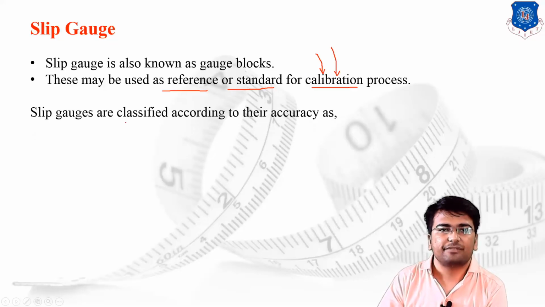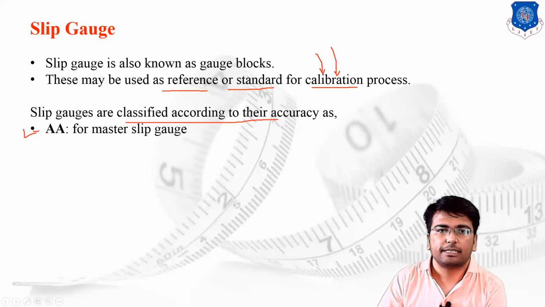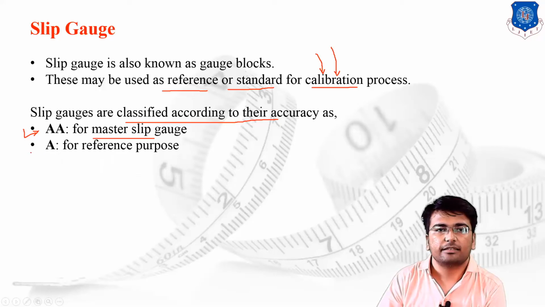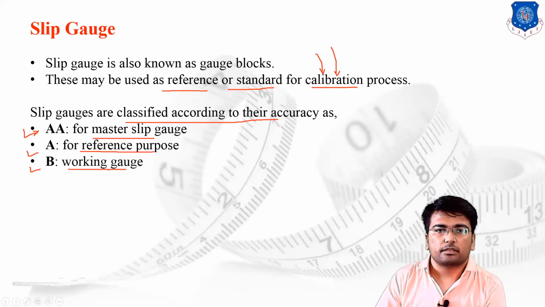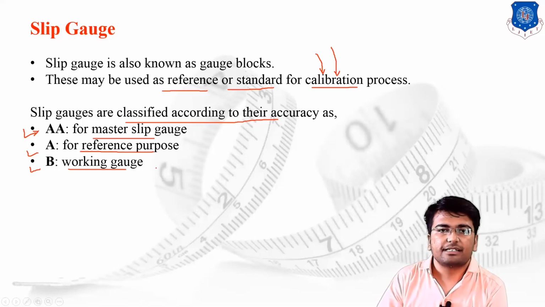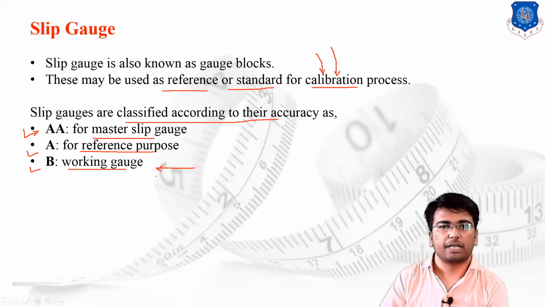Slip gauges can be classified as per their accuracies. The basic classification starts with the first category, the AA type slip gauge, also known as the master slip gauge. Then category A slip gauge is used for reference purposes. Category B is known as the working type slip gauge. In academic institutes or any industry, we use category B as the basic slip gauge for reference or standard purposes.